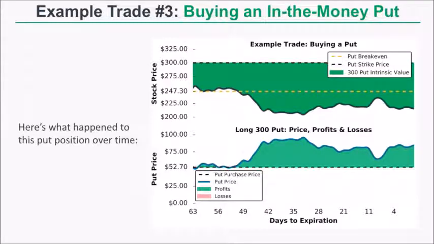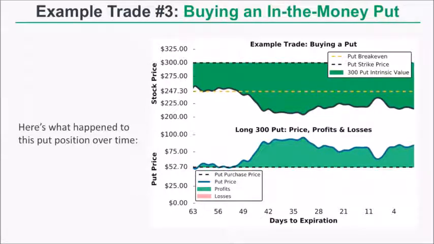So what I want you to pay attention to is between 63 and 49 days to expiration, the stock price didn't really decrease that much, or it was actually very flat. And over that same period, the put price did not decrease that much. Now that can be explained by the fact that most of this put's value is intrinsic, which does not decay away as time passes. So one of the benefits of buying an in-the-money put is that you're paying mostly for real value or intrinsic value, which does not decay away as time passes.